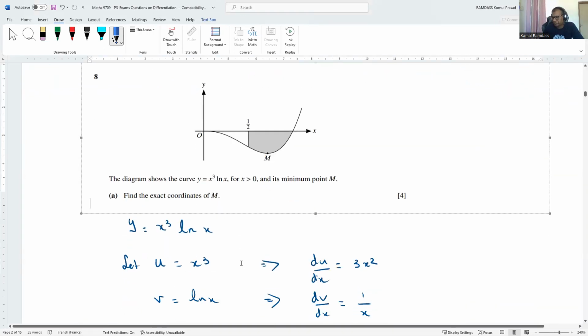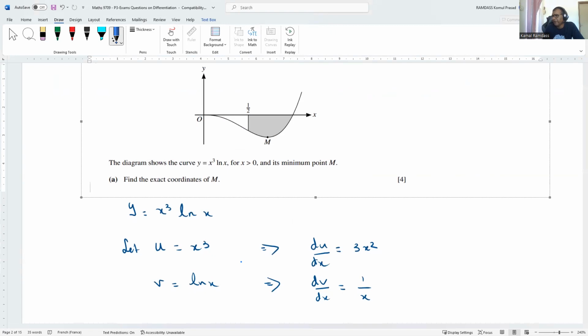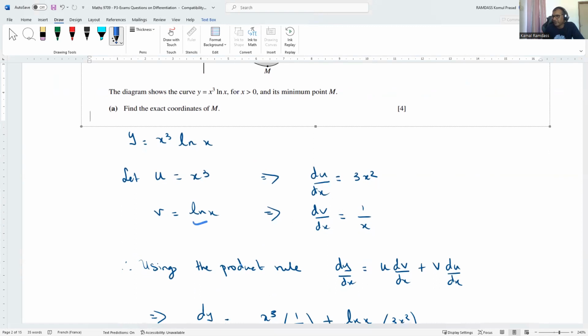Here, we find dy by dx and equate it to 0, because at the minimum point, dy by dx is equal to 0. The gradient is equal to 0. And y is equal to x cubed ln x, a product of two functions of x. Let u is equal to x cubed, that means du by dx is equal to 3x squared. Let v is equal to ln x, that means dv by dx is equal to 1 over x.